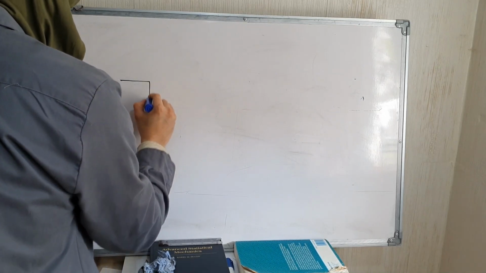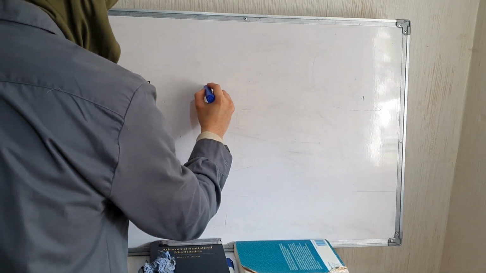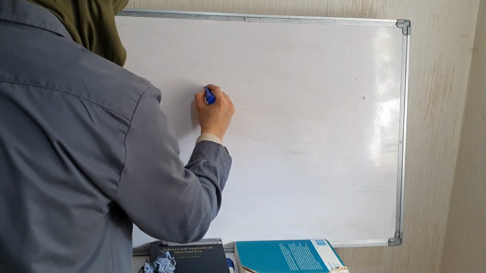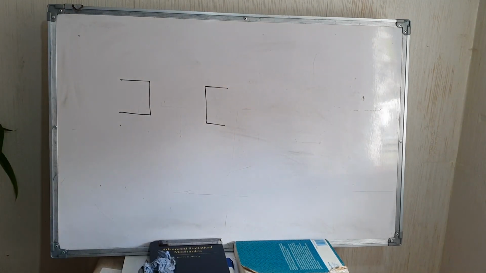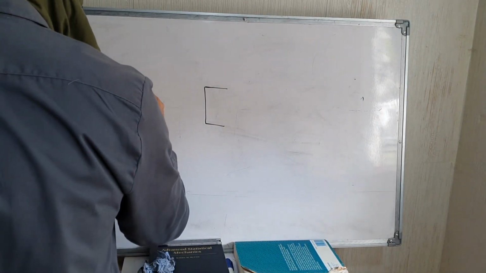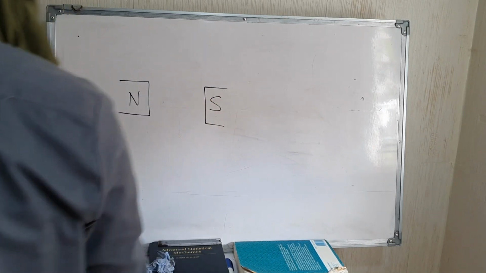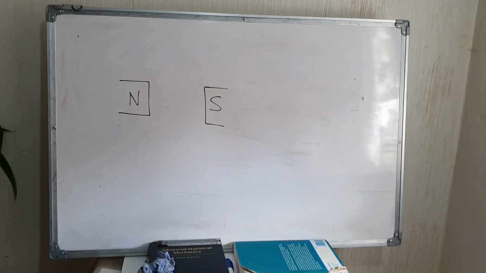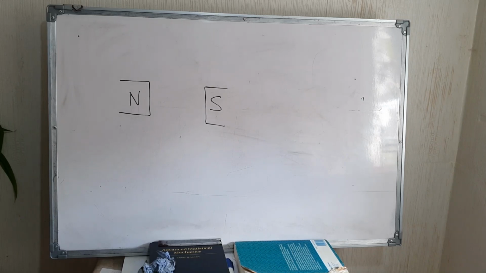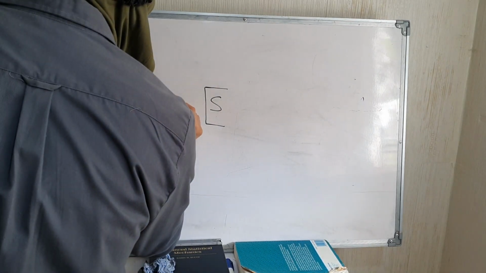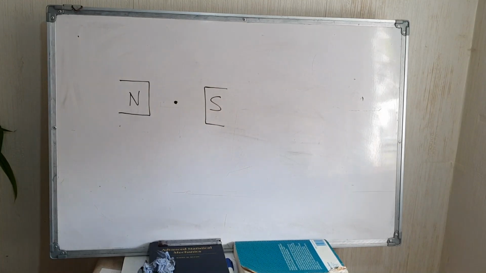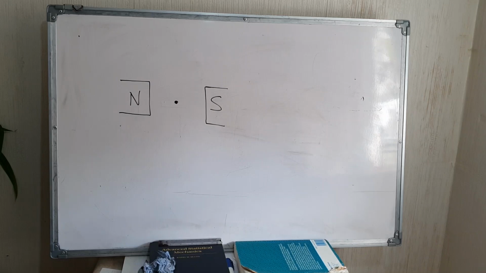All right, so let's draw a wire that's in a magnetic field. Supposing you have a magnet, so this is a magnet, and you have N here, S there. And supposing that the current is coming out of the page. What are the magnetic field lines going to look like?